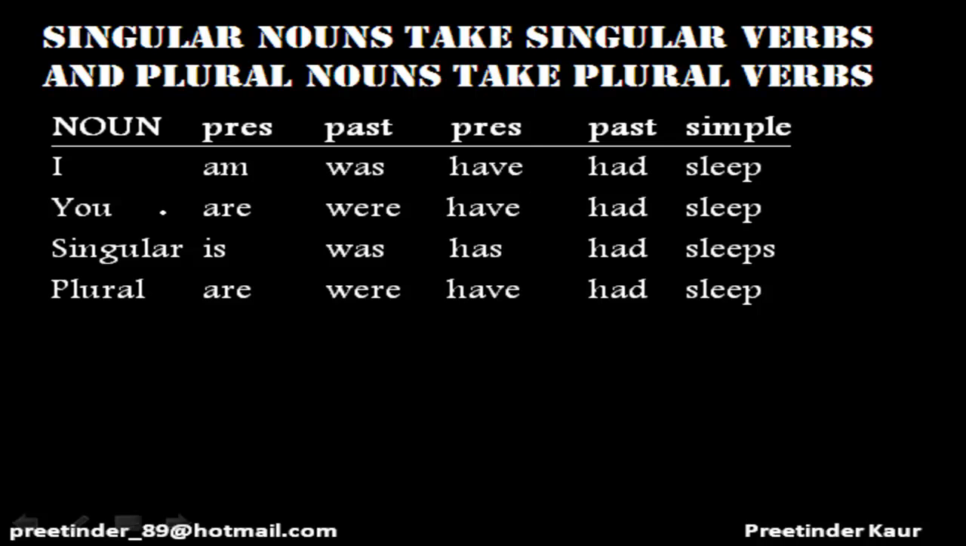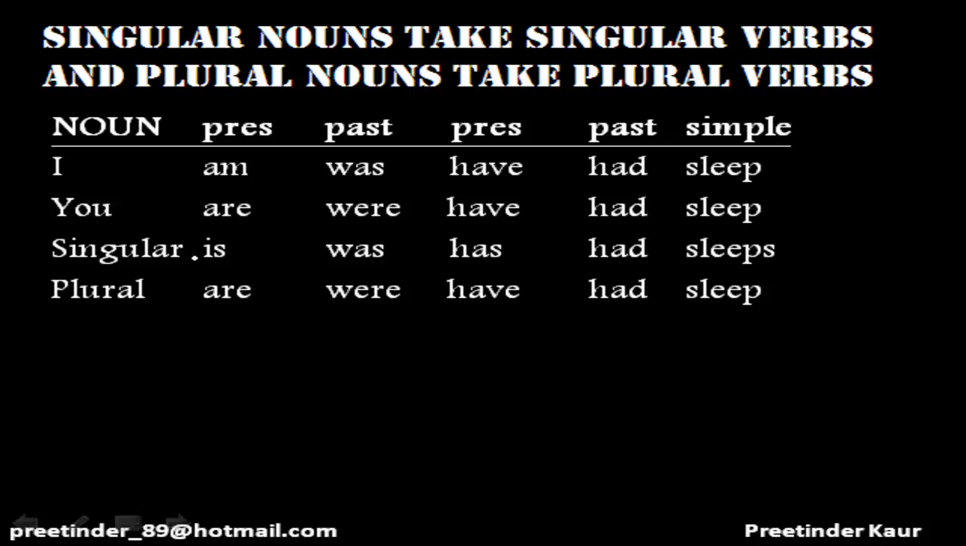Now you can be plural or singular, so to avoid any confusion we always treat it as plural. That is why we use are and were for the present and past tenses respectively. For example, you are eating and you were eating. Now in the present perfect tense we will use have, you have been eating, and in the past perfect tense we will use had, you had been eating.